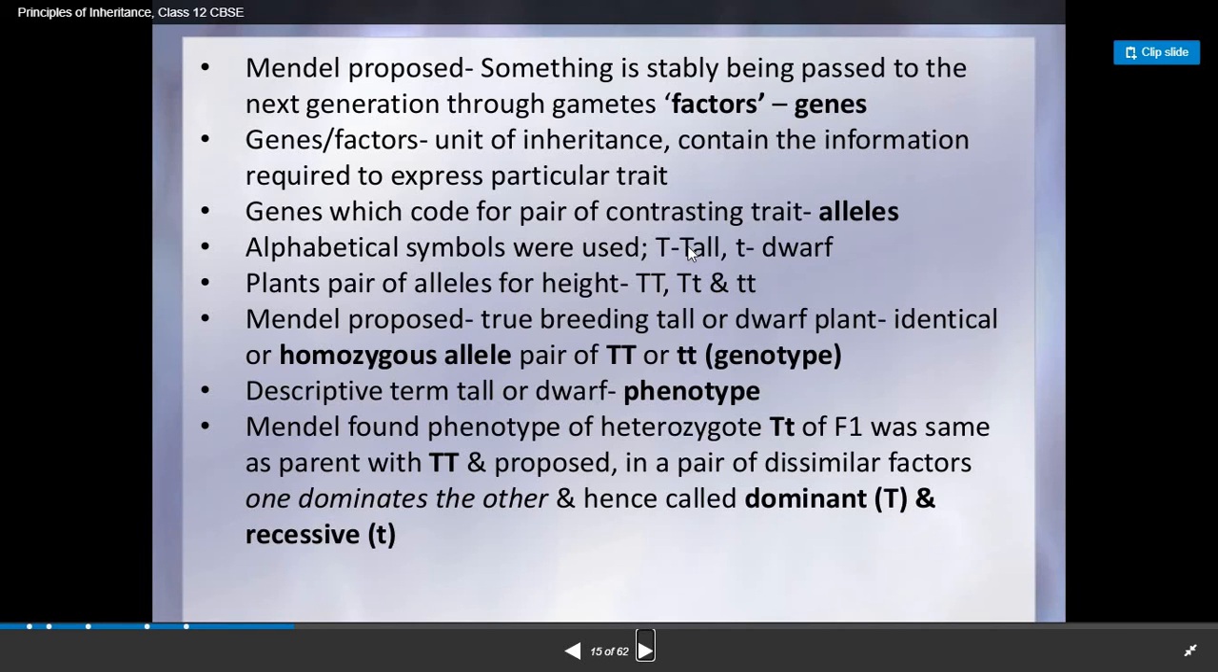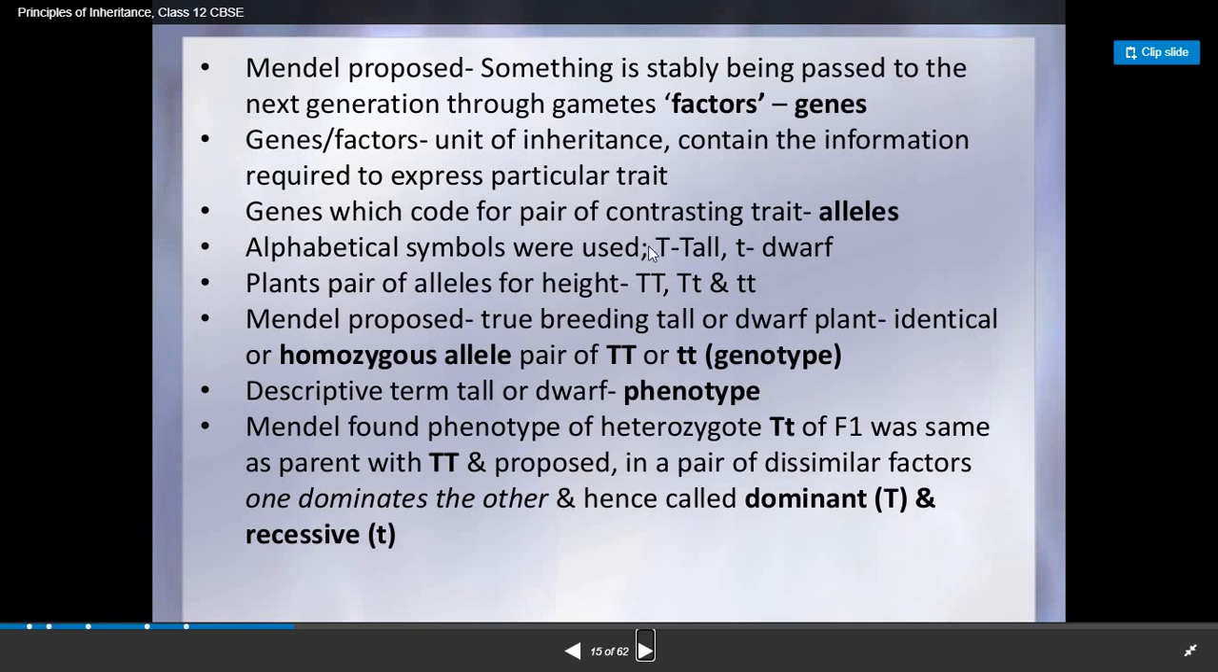After this, Mendel concluded that after the monohybrid cross there is something passing from the parent generation to the next generation, which he termed factors in his time, now called genes. Now what are these genes or factors? They are nothing but the unit of inheritance. They contain the information required to express a particular trait. These genes code for the pair of contrasting traits, that is alleles.